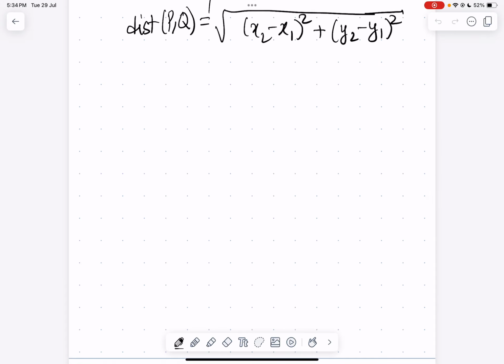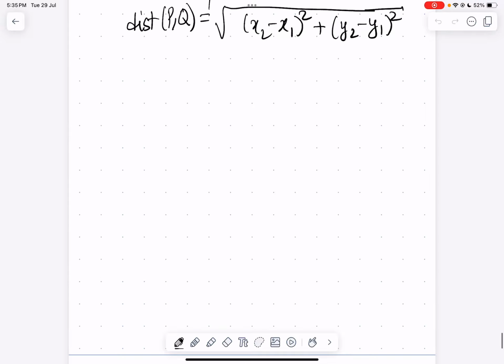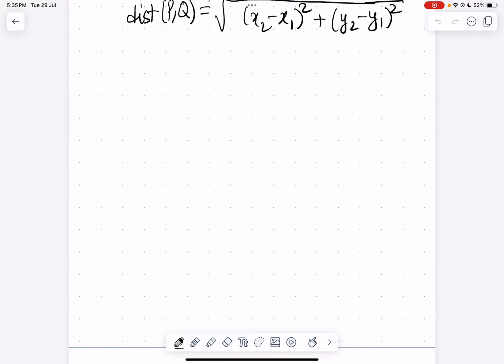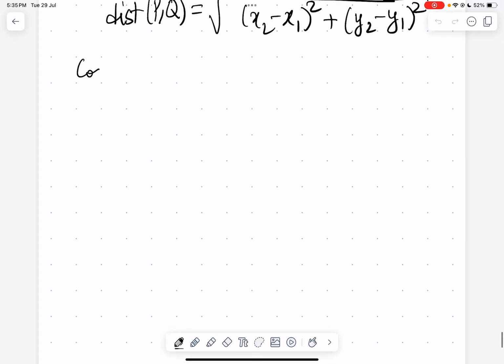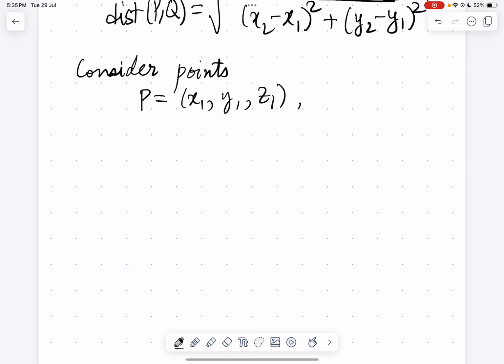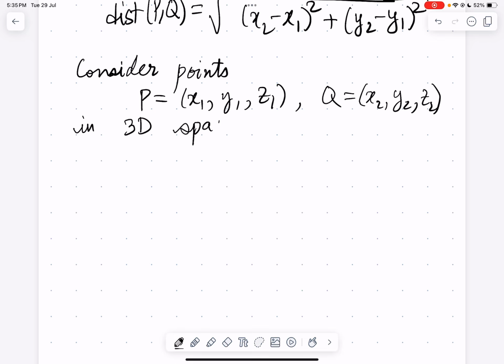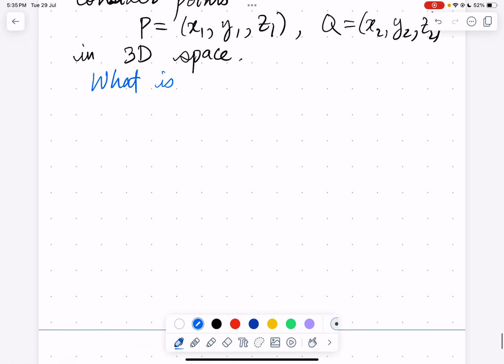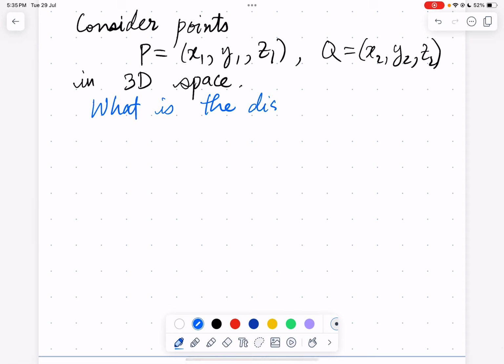Okay, let's continue. We look at the distance between 2 points in three-dimensional space. So consider 2 points P equals (x1, y1, z1) and Q equals (x2, y2, z2) in three-dimensional space. So we can ask, what is the distance between the points?